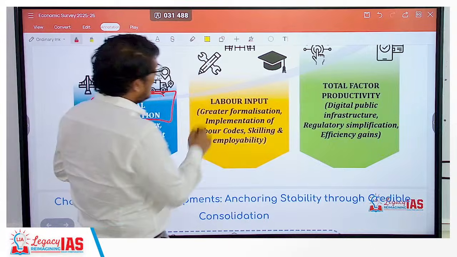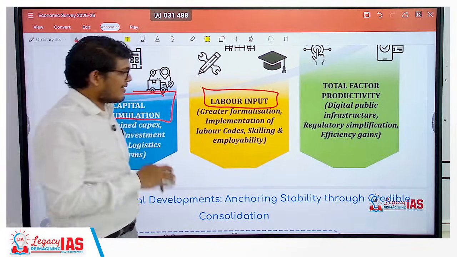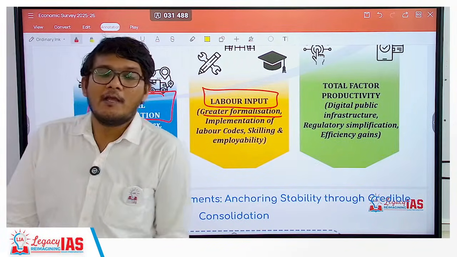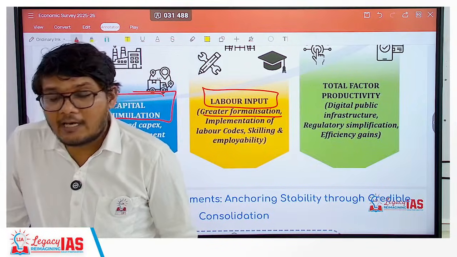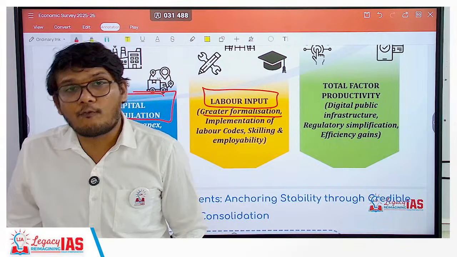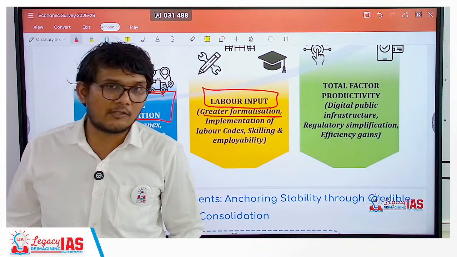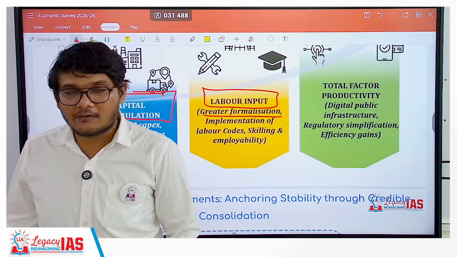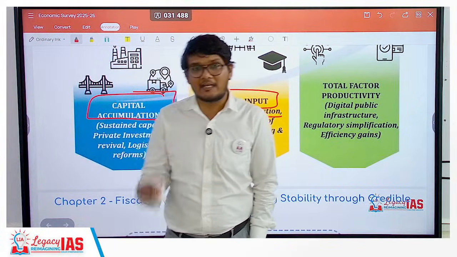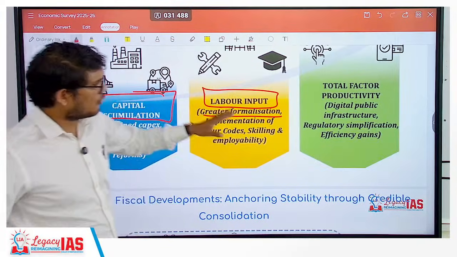Next is the labor input. What is this labor input? India is now experiencing greater formalization of the labor force. That means more and more labor are coming into the formal sector. When the labor comes into the formal sector, they will also get the benefits, the perks, safety, security, social security, safety nets, etc. At the same time, the government will also be able to assess their income, and the tax nets will also increase. So that is also happening.